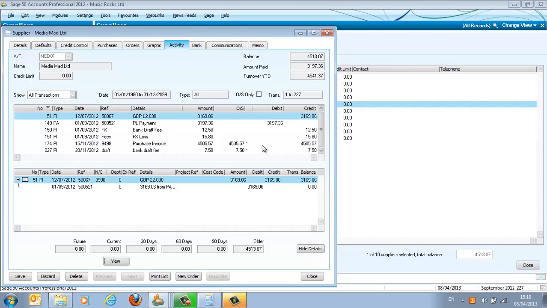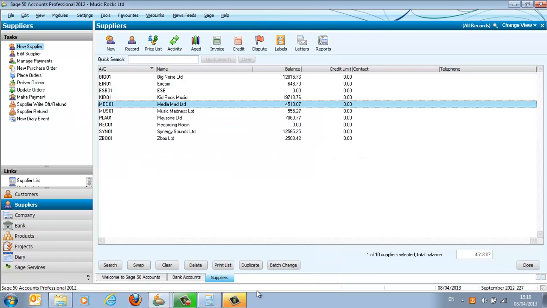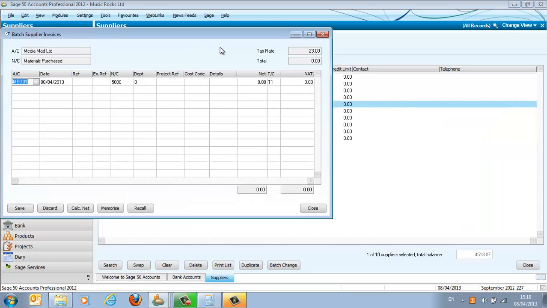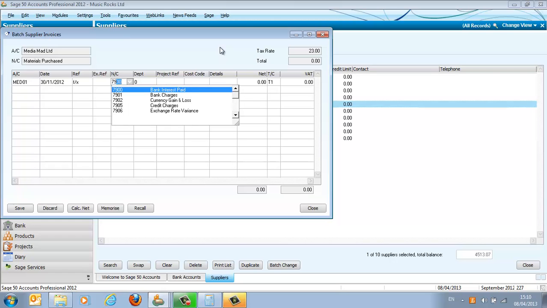So, purchase invoice. What's the story here? 86.93 extra is what's needed to go in. The easiest way to do it is to insert a new invoice. Enter the date the draft has been paid on. Call it FX, for example. Change the nominal code to 79, and watch it, keep it to the same account.